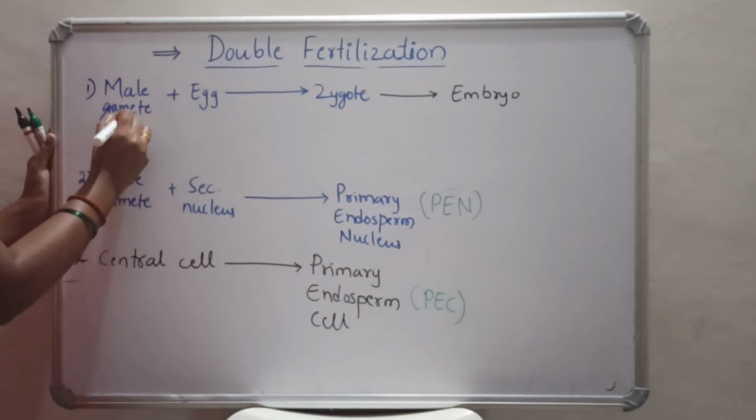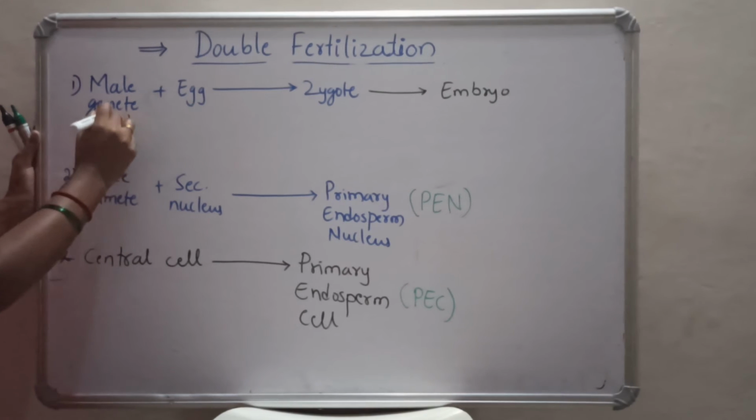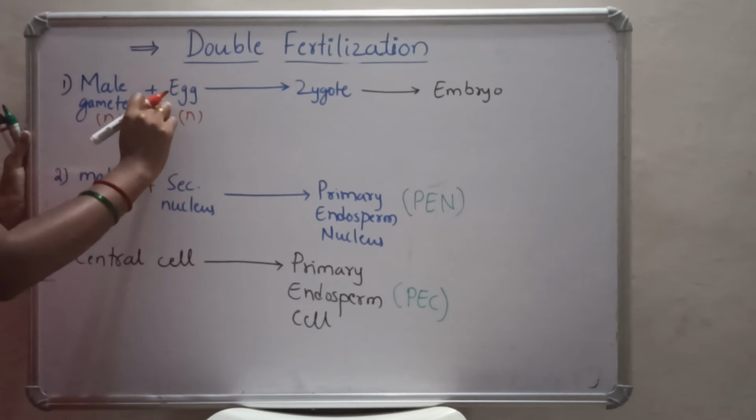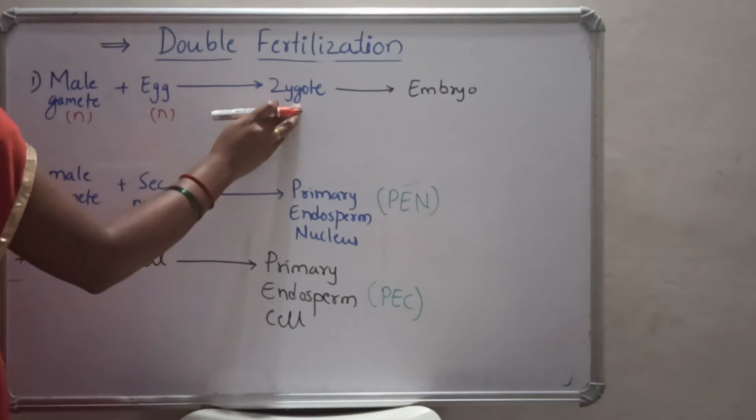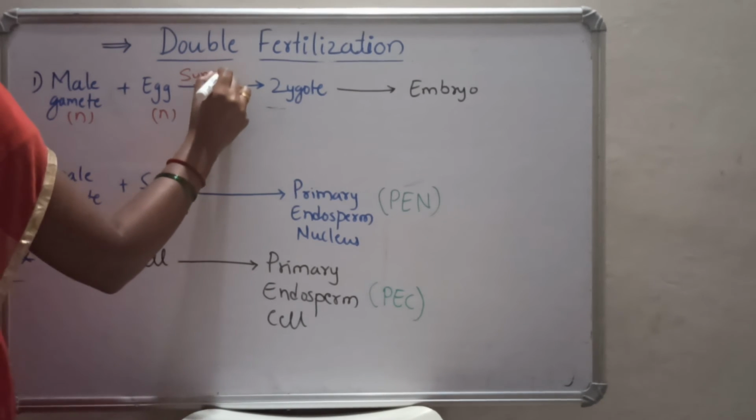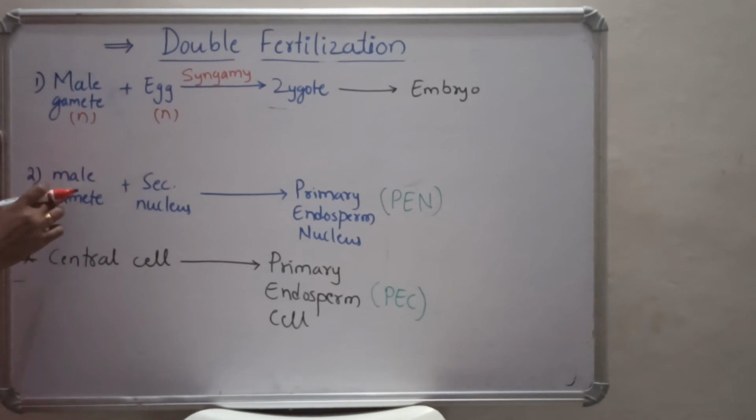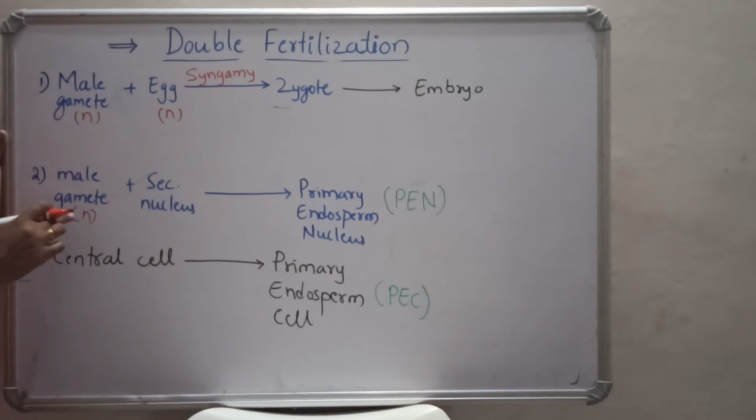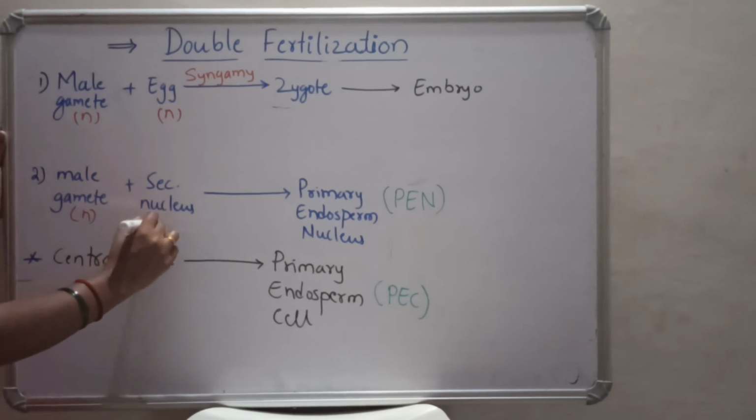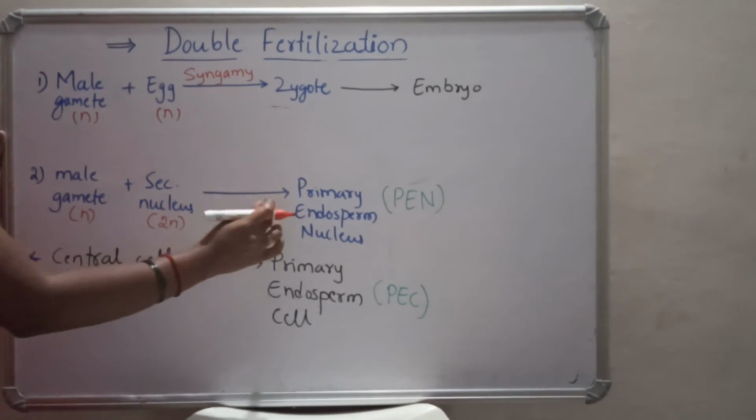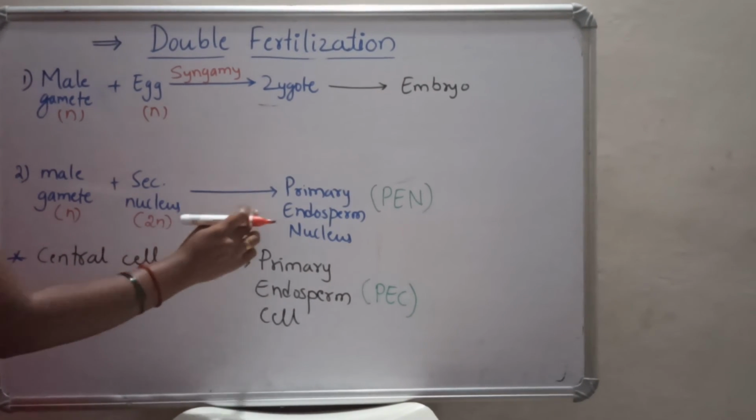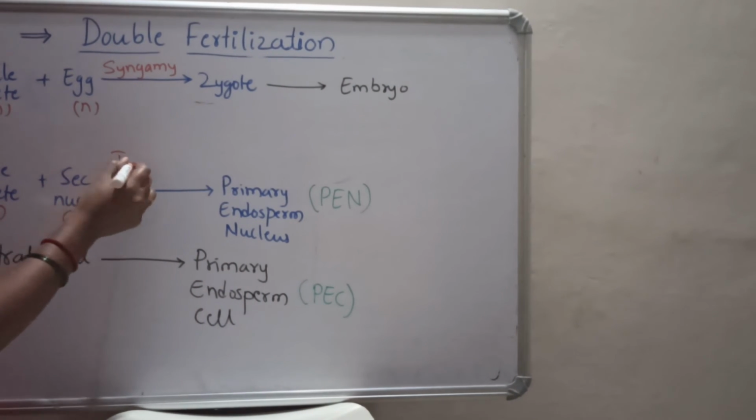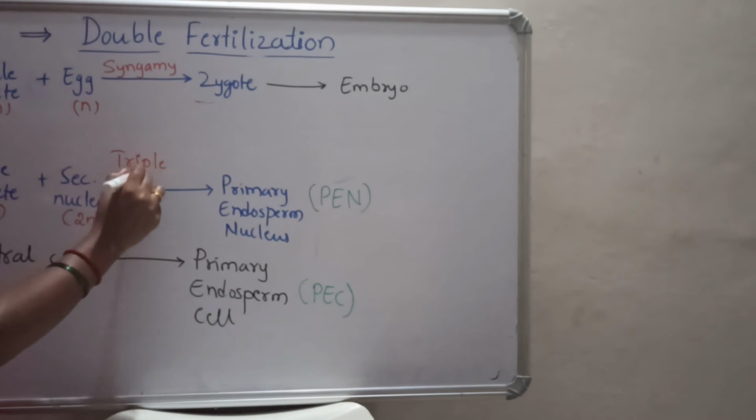In double fertilization, in the embryo sac, the male gamete is haploid and the egg cell is also haploid. One of the male gametes fuses with the egg nucleus and forms the zygote. That process is called syngamy. The second male gamete fuses with the secondary nucleus. The male gamete has a haploid nucleus and the secondary nucleus has two nuclei, and these get fused and form the primary endosperm nucleus. That process is called triple fusion.